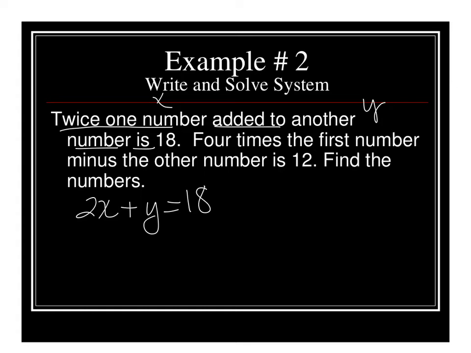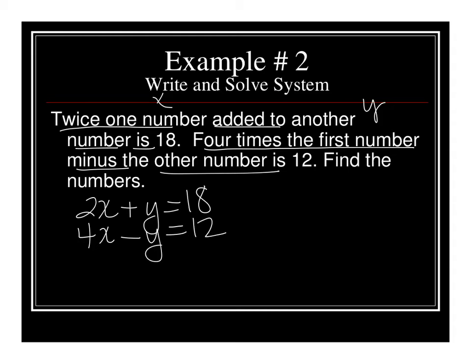And then I'm going to go on to my next sentence. 4 times the first number: my first number was x, and I'm going to multiply it by 4. Minus, so I'm going to subtract the other number, which I called y, is, means equal, 12. Now I had to find the two numbers.